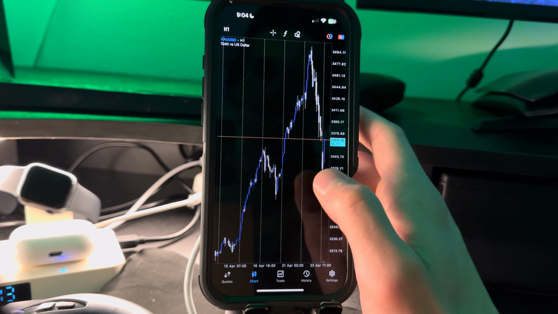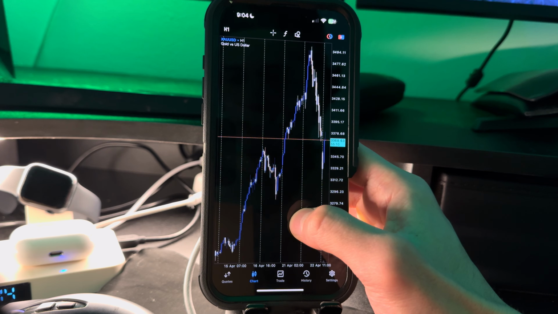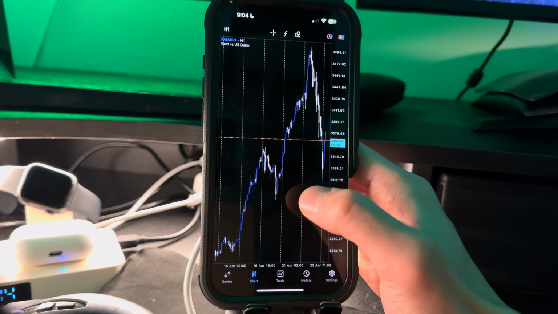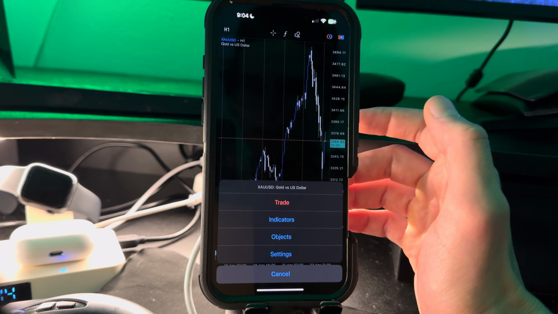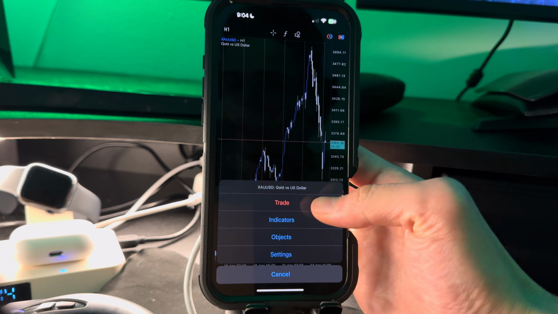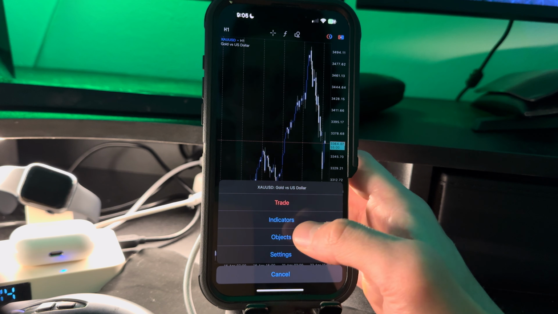The next thing that you want to do is you want to hold down on the chart or just click it. Oh, double tap it, my bad. Double tap it and it's going to have a couple options. So if you want to take a trade, you can click trade. We're not going to do that right now. We have indicators.